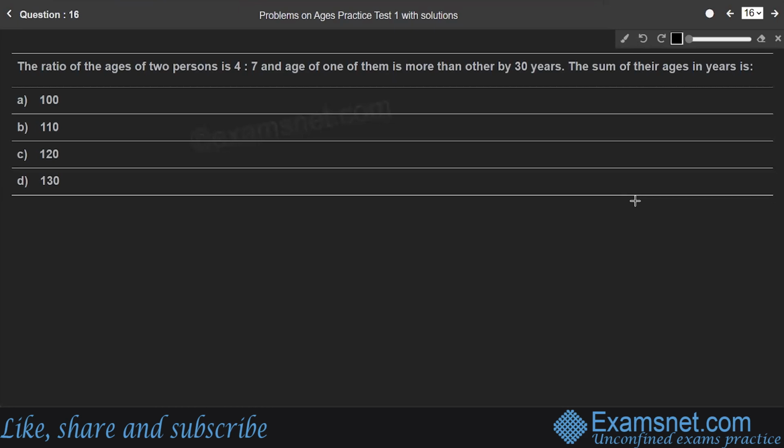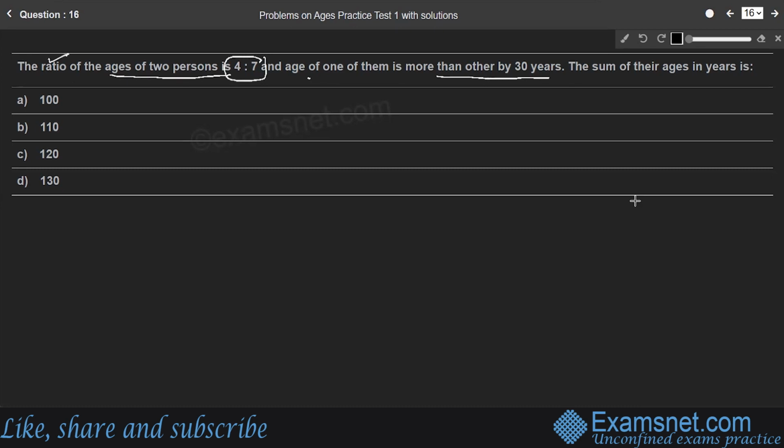Question number 16. The ratio of ages of two persons is 4:7 and age of one of them is more than the other by 30 years. The sum of their ages in years is. So here the ratio of ages of two persons is given as 4:7, right?